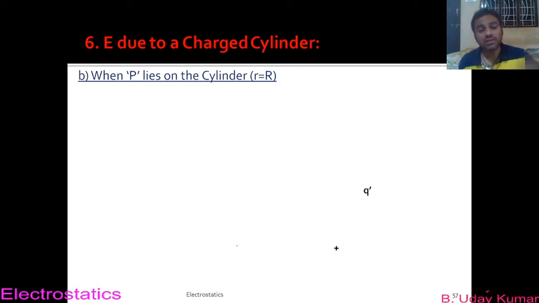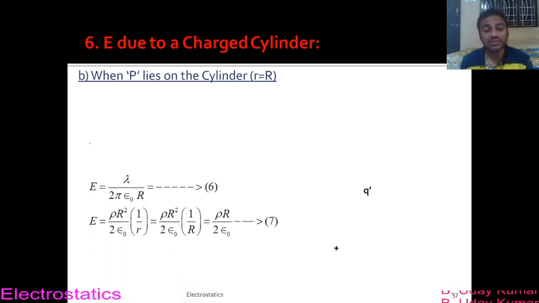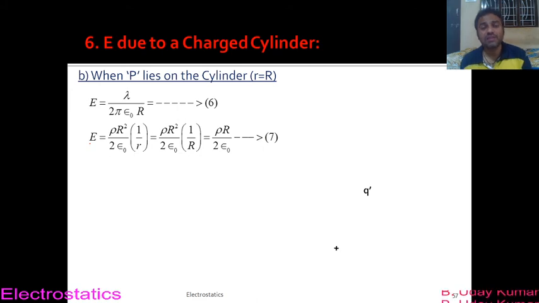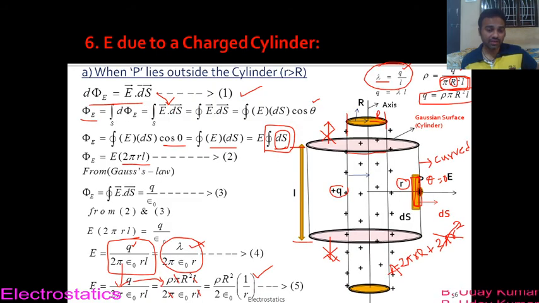Now let us move on to our next case, where we determine the electric field intensity when point P lies on the surface of the charged cylinder. When point P lies on the surface, you know that small r is going to be capital R. Whatever equations I already got when point P lies outside it, E is equal to lambda by 2 pi epsilon 0 small r.